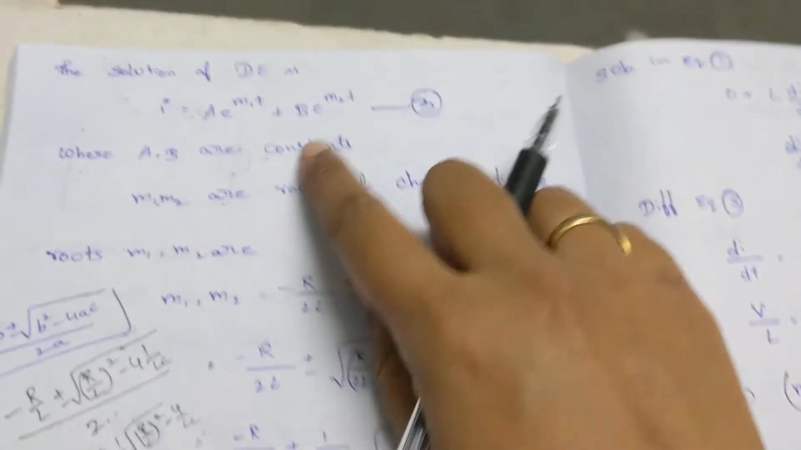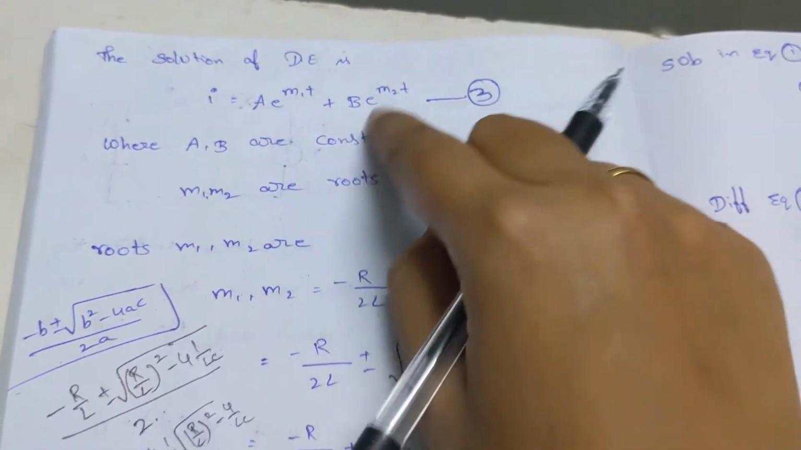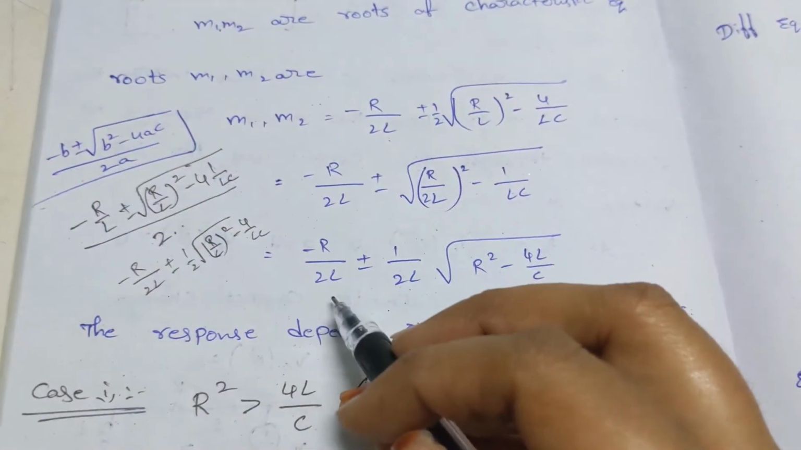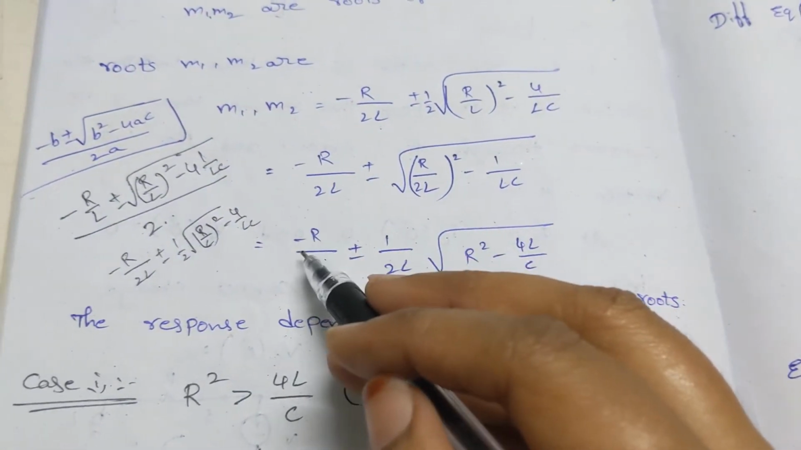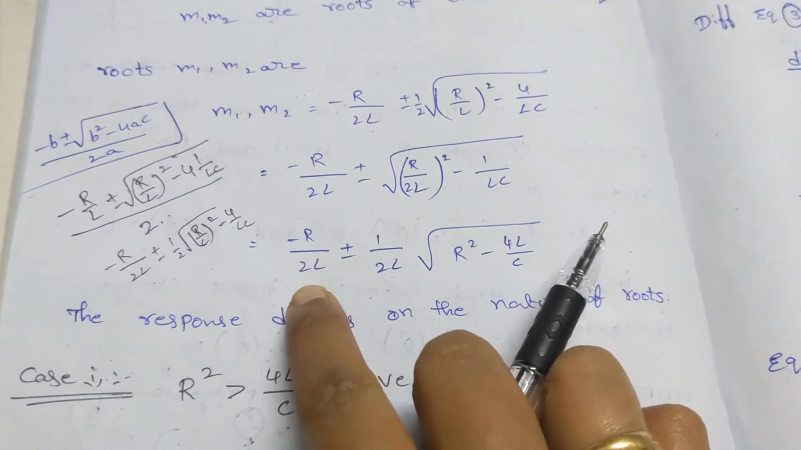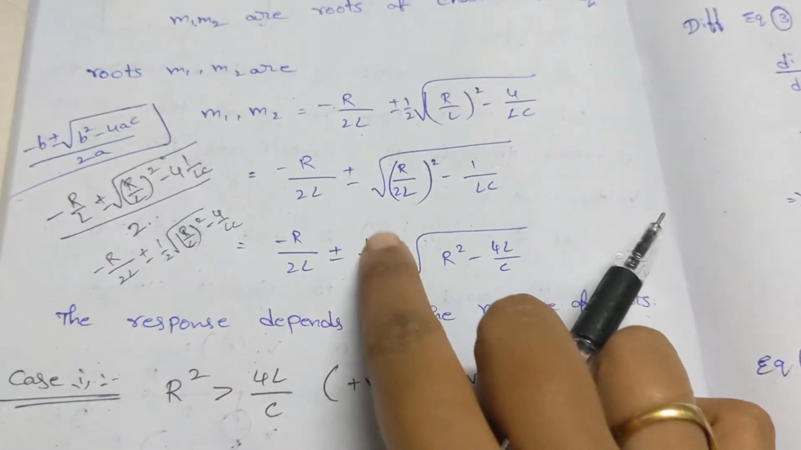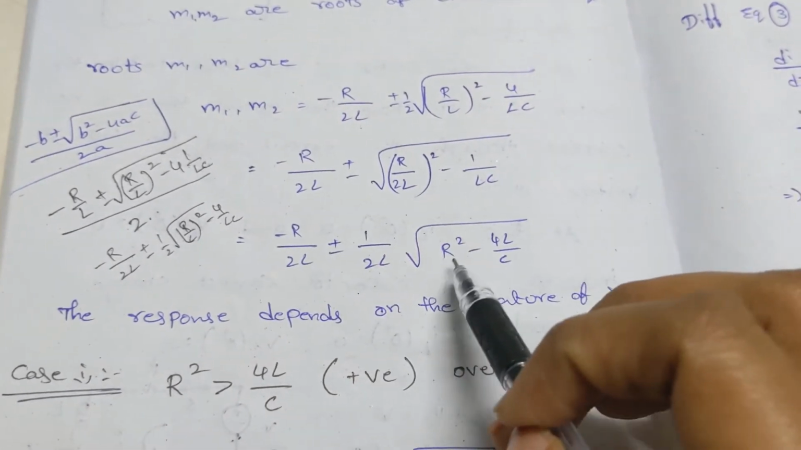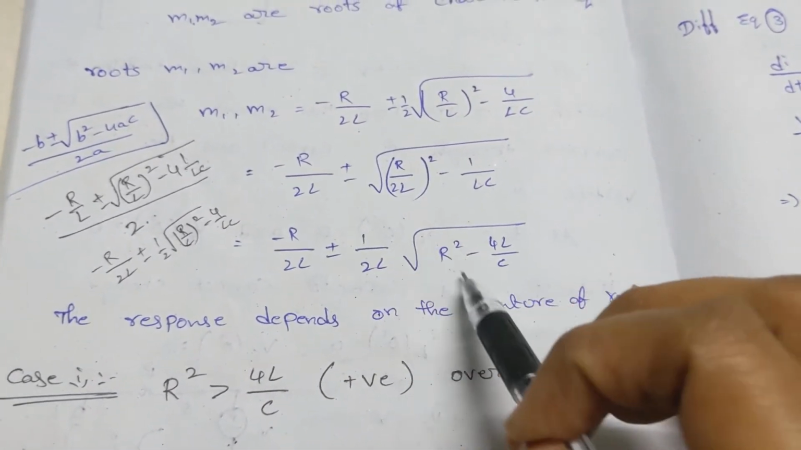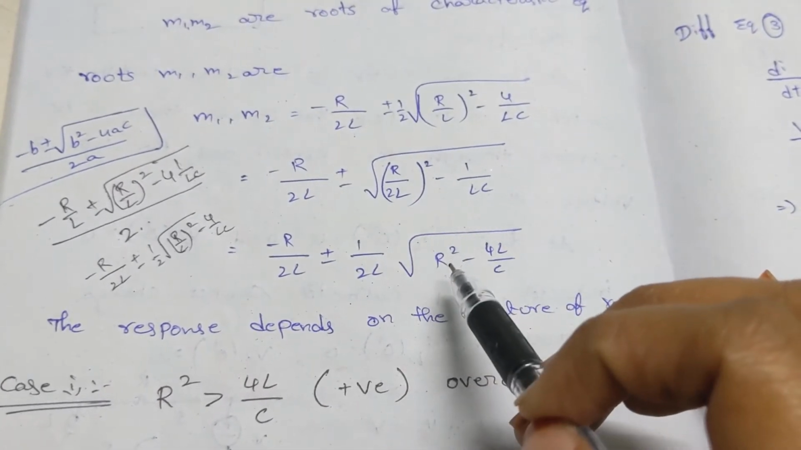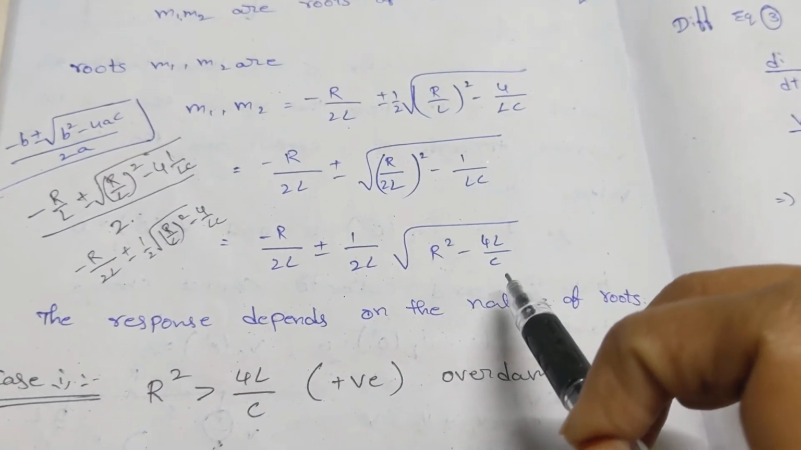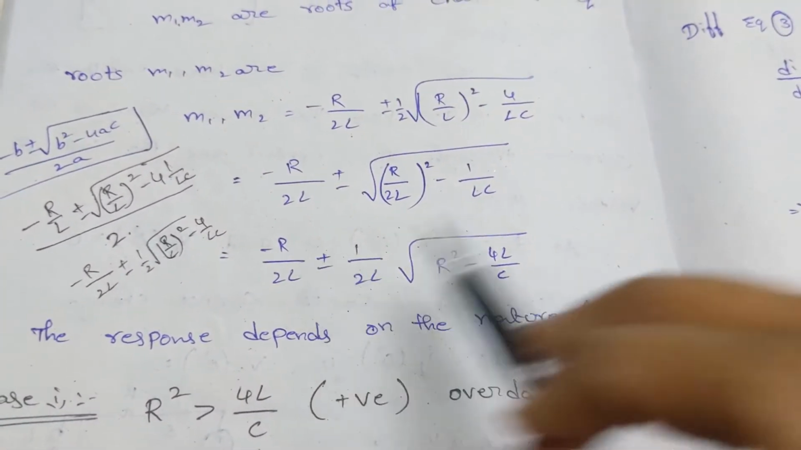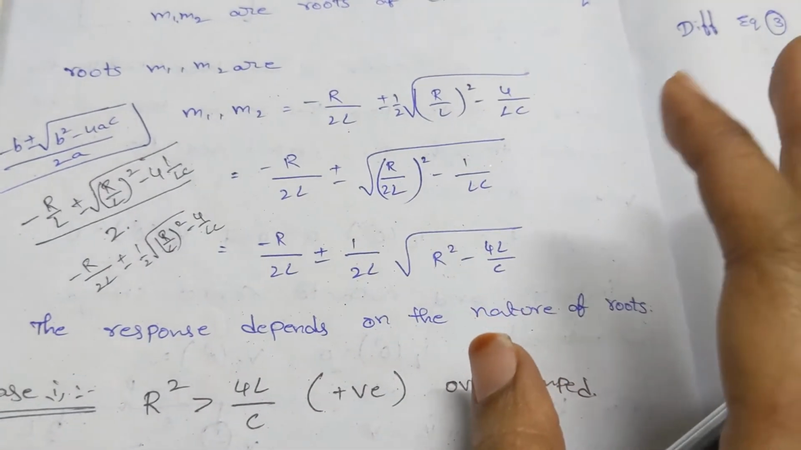The response, whatever your final solution will be, depends upon these roots. Here this term, minus R by 2L, will be a real value, and this term 1 by 2L is also a real value. But the main element, the nature of your roots, will depend upon this term, root over R square minus 4L by C. If it is a positive value, you are getting a complete real value.